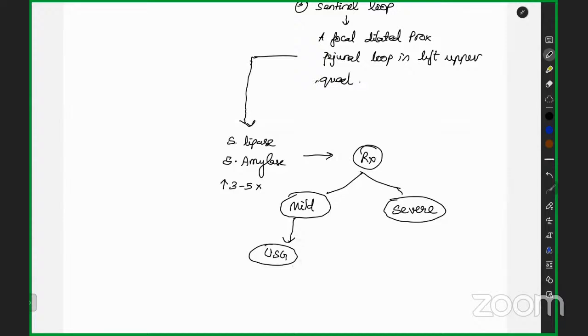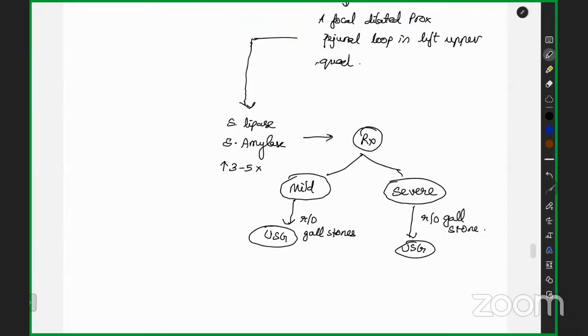Why do you do ultrasound? To rule out stones. What stones? Gallstones. You're going to rule out the gallstones. Similarly, in severe cases also, first you're going to do USG to rule out the gallstones.